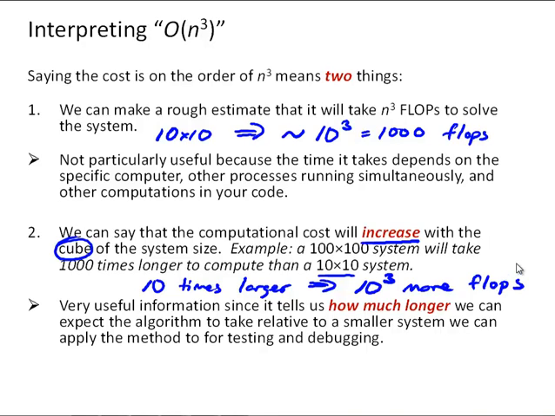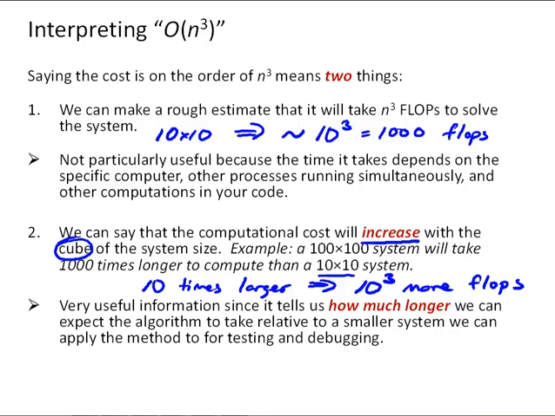So this is really useful information because it tells us how much longer we can expect the algorithm to take relative to a smaller system we can apply the method to for testing and debugging. So a common practice in scientific computing might be to apply our whole algorithm to a 10 by 10 system, debug it, make sure everything's working well, and then the real problem we're trying to solve has, say, 1,000 equations with 1,000 unknowns. But that's just too unwieldy for our debugging. But knowing this operation count can tell us how much longer or how much more computational cost that larger system would take.